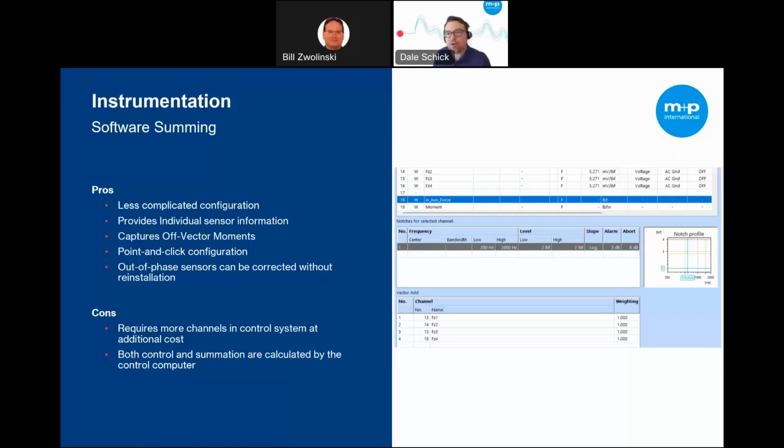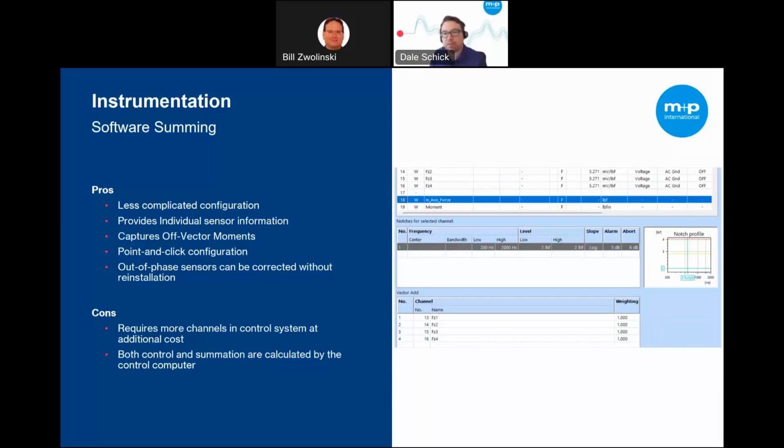Though this solution requires more hardware channels and is calculated by the same system providing the control of the shaker table, it does offer numerous benefits. Firstly, the moment calculation system can be configured with just the Cartesian coordinates of the sensors, greatly reducing complexity. So all those giant force expressions that Bill showed earlier can really be mitigated by just plugging in the Cartesian coordinates and the names of each particular sensor, and then the software takes care of the rest.